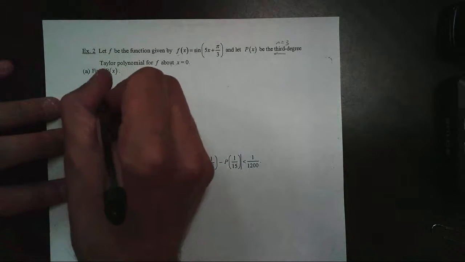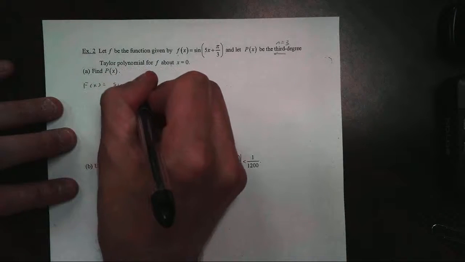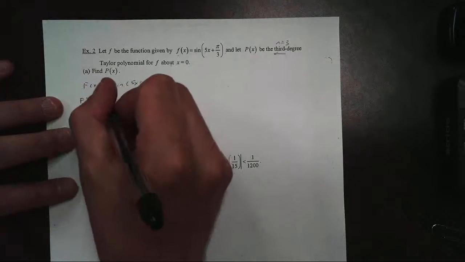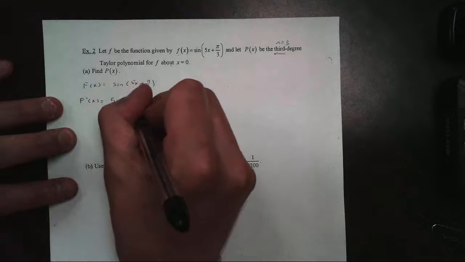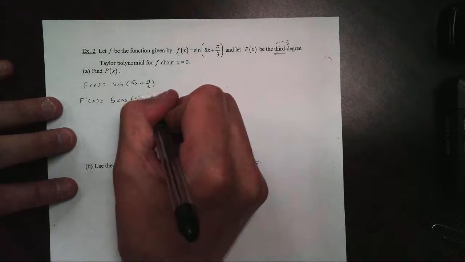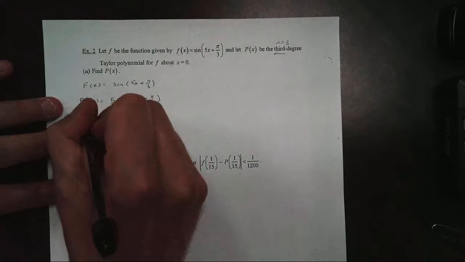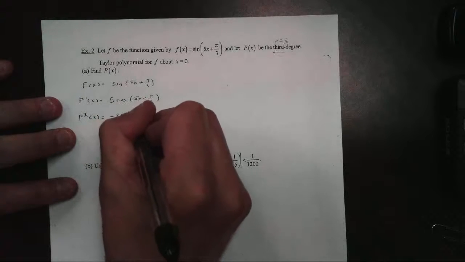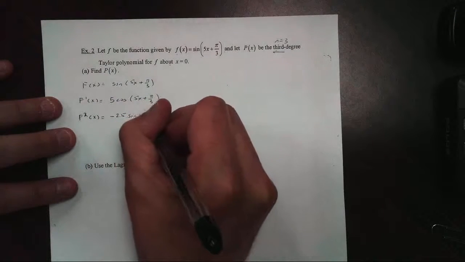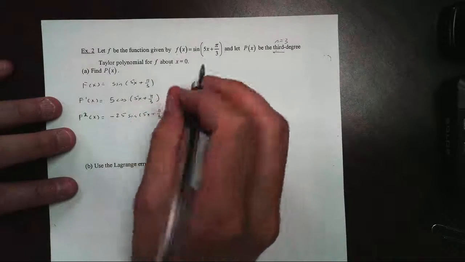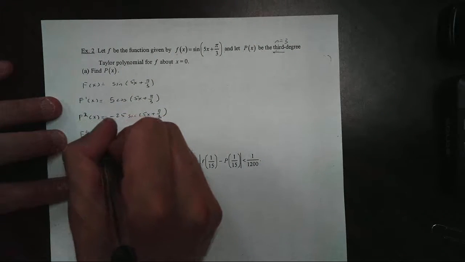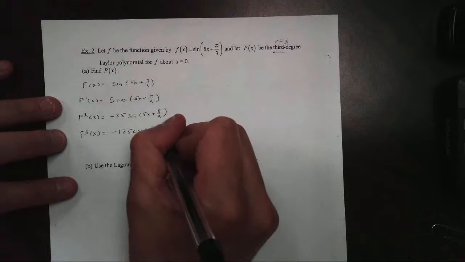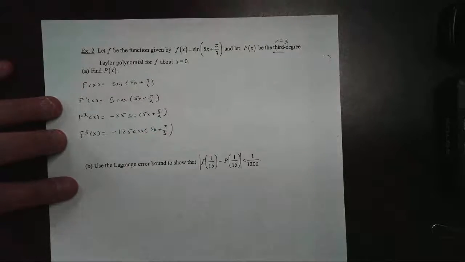So my function is the sine of 5x plus pi over 3. Its derivative, very easy to do, chain rule, we get 5 cosine 5x plus pi over 3. Our second derivative, chain rule again, but this time we get negative 25 sine 5x plus pi over 3. And our third derivative, we're going to get negative 125 cosine 5x plus pi over 3.